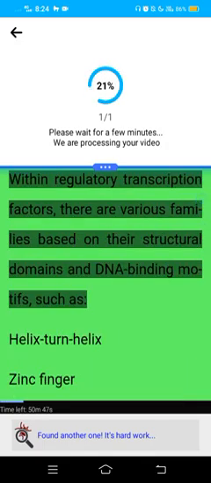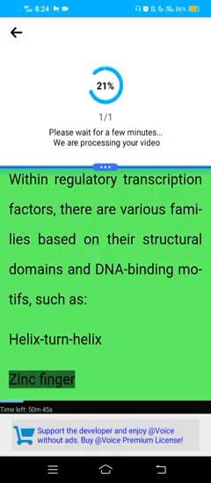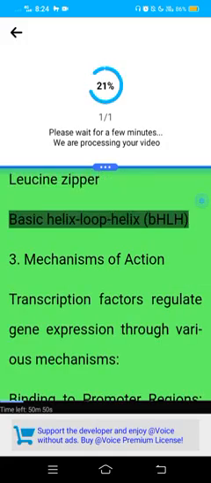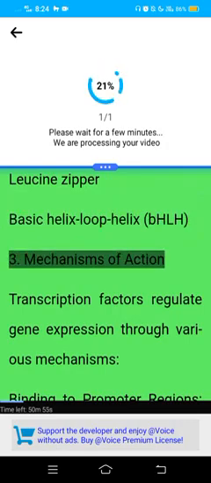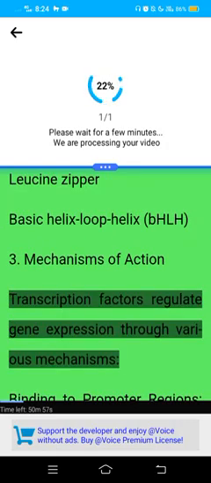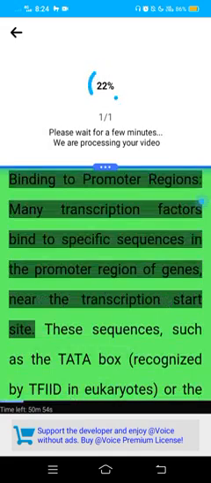Within regulatory transcription factors, there are various families based on their structural domains and DNA binding motifs, such as helix-turn-helix, zinc finger, leucine zipper, basic helix-loop-helix (bHLH). 3. Mechanisms of action. Transcription factors regulate gene expression through various mechanisms.